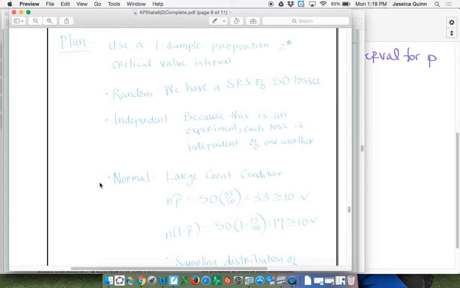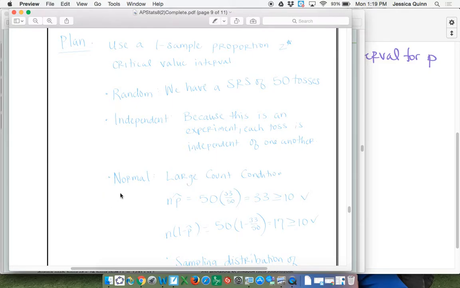If you aren't sure about when to use the 10% condition and when not, the 10% condition can always apply. It's just sometimes with certain situations, it'll feel a little awkward. So if it's an experiment, you can just say that one trial will be independent from the other.